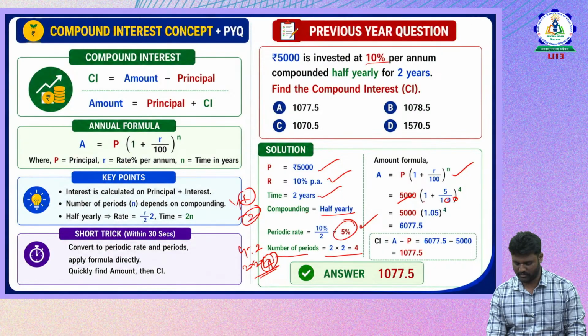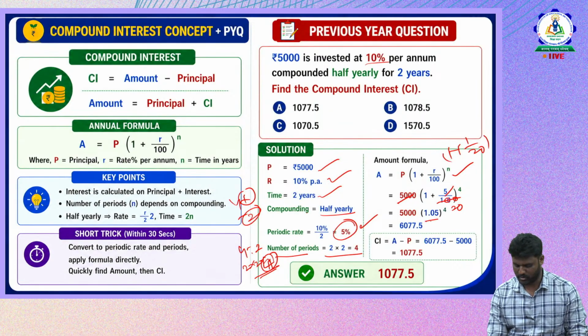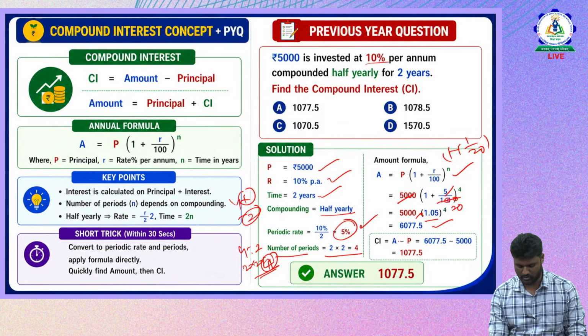Okay, so when you simplify this one, let us simplify within the bracket first. So 5 by 100, that is 1 by 20. So now 1 plus 1 by 20, if you simplify this, we'll get 1.05 whole to the power of 4. Okay, so again if you multiply this one, we'll get 6077.5. Okay, so now we got the amount, and we also have the principal amount.